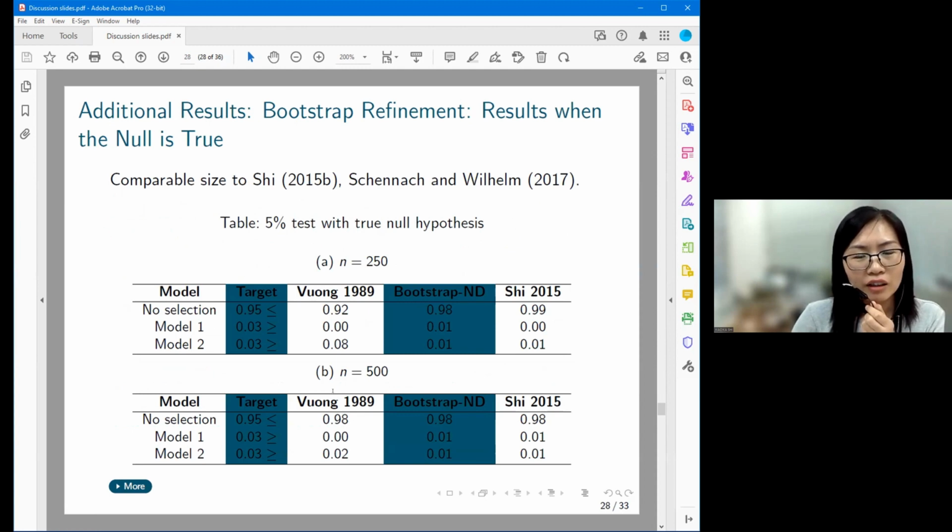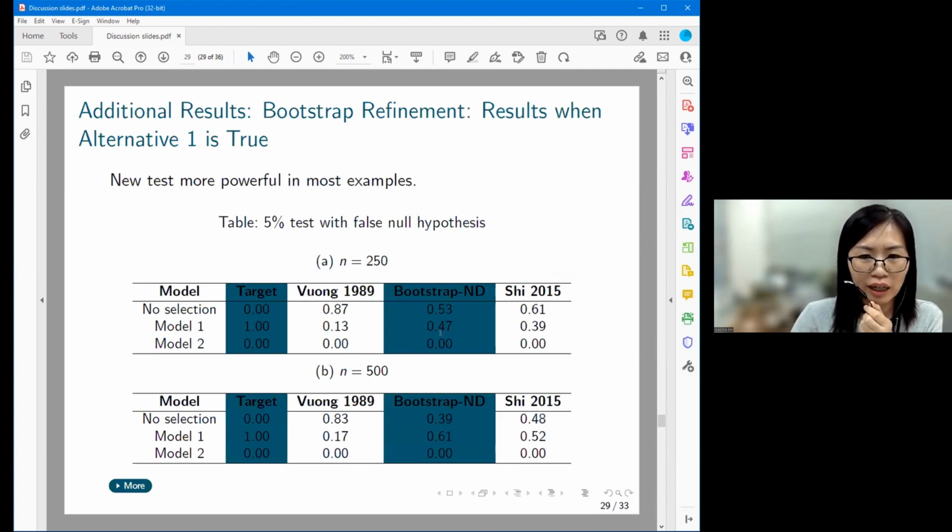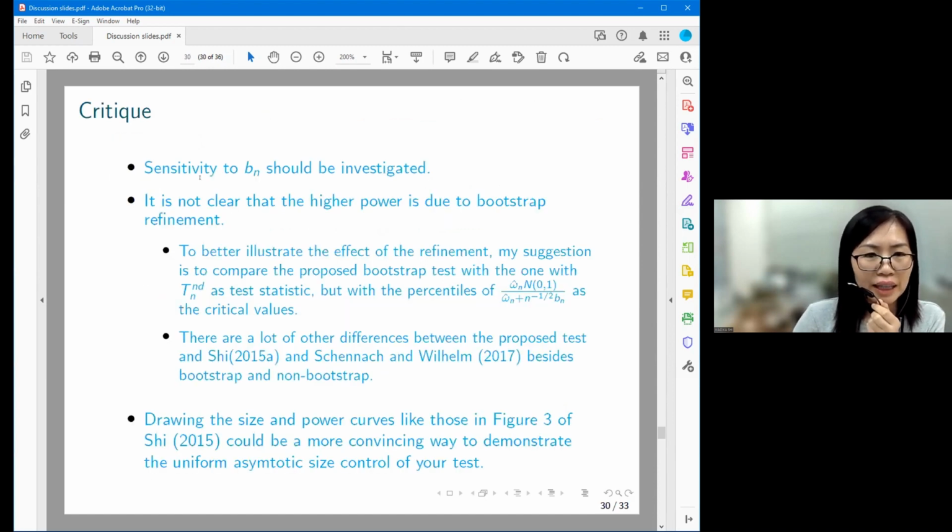All right. So this is a simulation result. It does show that the bootstrap test proposed has better size, closer to 5%. So both are higher than 5%, but the bootstrap test is closer to 5%, and it also has a higher power than the existing test. That's nice. I would suggest to do a sensitivity analysis to the tuning parameter Bn, and also be more careful about how you explain the higher power shown in the Monte Carlo evidence.